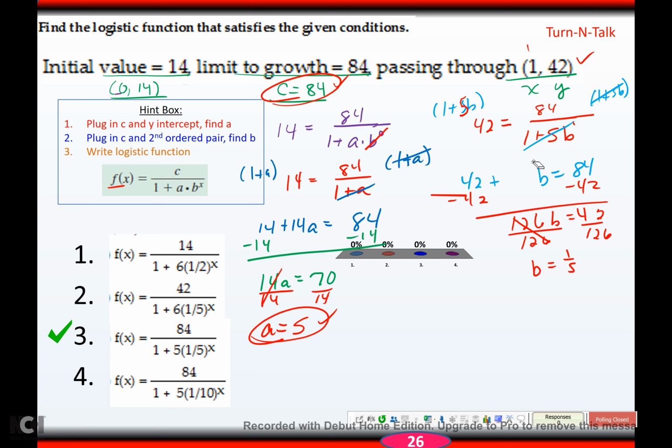Sorry. 42 times 5, my own handwriting, is 210. So that's 210b. So I'm going to divide by 210. Yeah, there we go. And if we type in 42 divided by 210 and get 0.2, math enter, you get 1/5. So now that I know a, b, and c, I can write my function. f of x equals c, which is 84, over 1 plus a times b to the x.